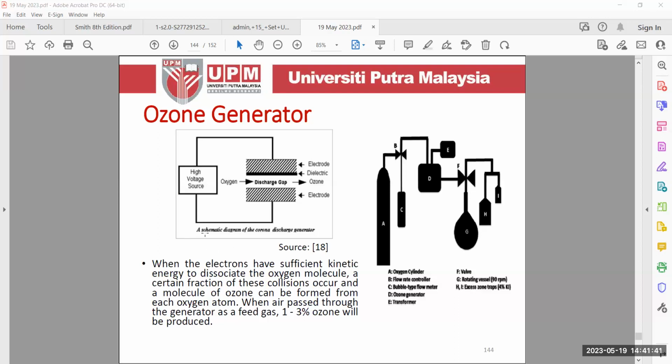Okay, so this is the ozone generator, the corona discharge generator. Basically, it uses two electrodes. This electrode will zap the oxygen, and this is what we call the discharge gap. The discharge gap will zap the oxygen, turning it into ozone. If you want to increase the efficacy or the yield of ozone, you just use an oxygen cylinder, in comparison to just taking oxygen from the ambient air.